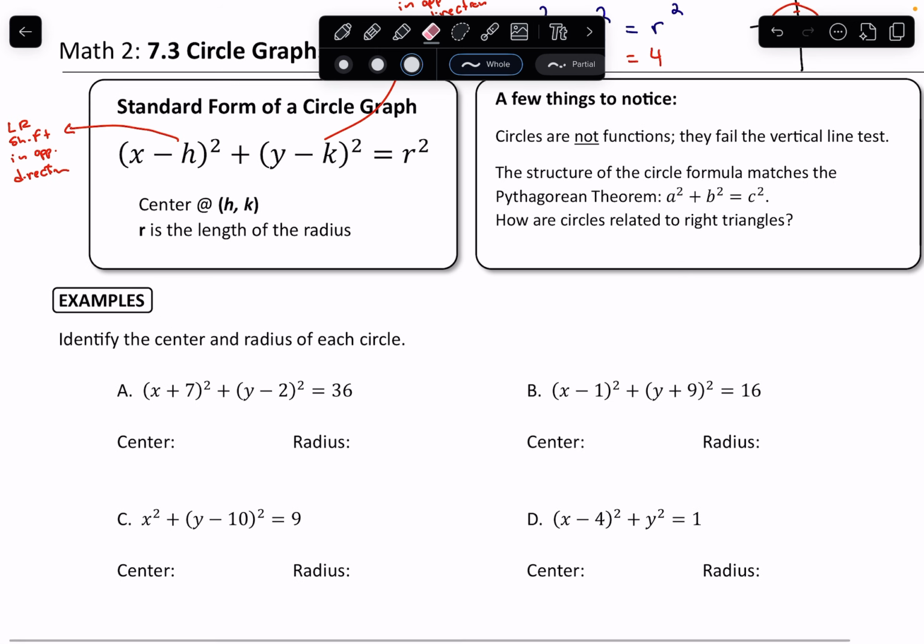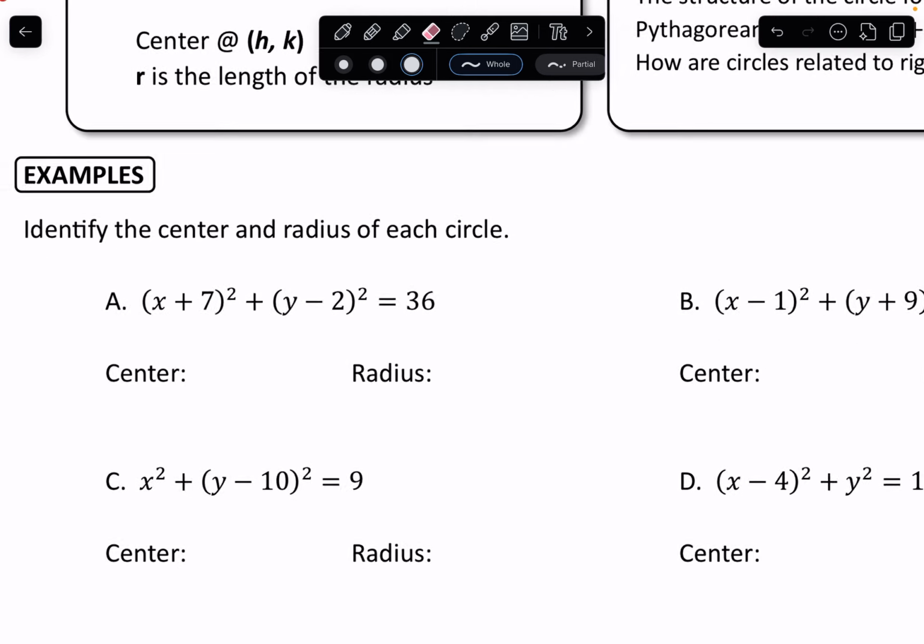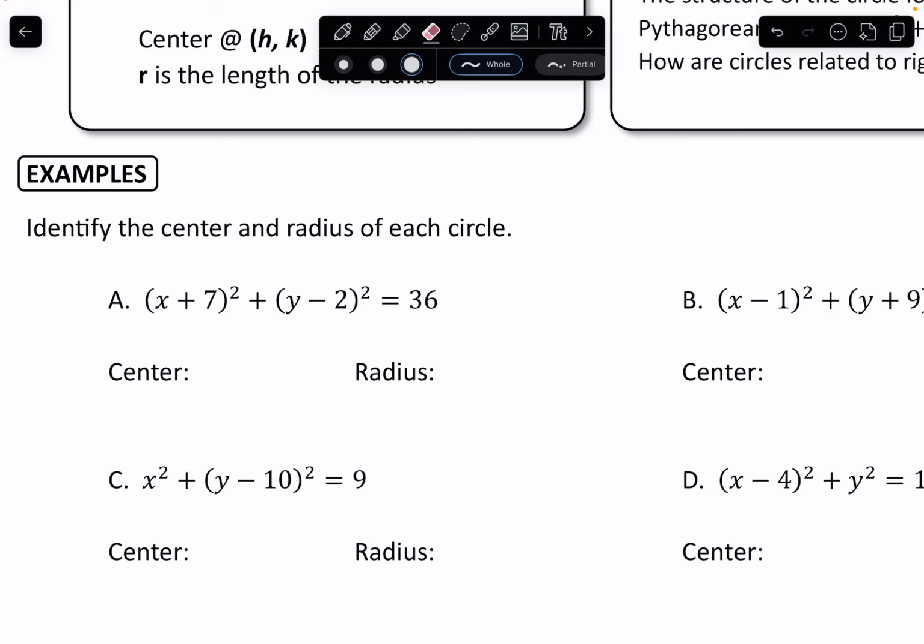So we want to identify the center and the radius of these circles. When I look at example A, I've got x plus 7 squared. Remember, this is my left-right shift, but it goes in the opposite direction. So I'm going to go -7 to the left, and the one in there with the y is my up-down in the opposite direction. So I'm going to go 2 up. So I'm going to go 7 to the left, and I'm going to go 2 up. So that means that my center is -7, 2.